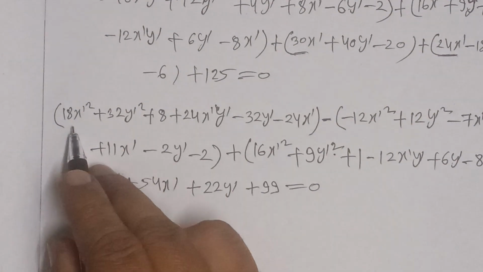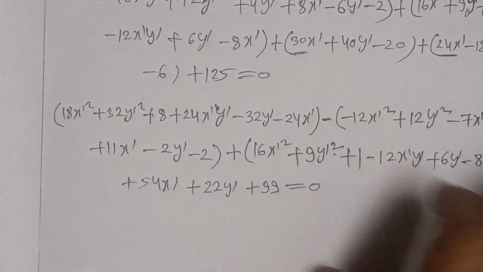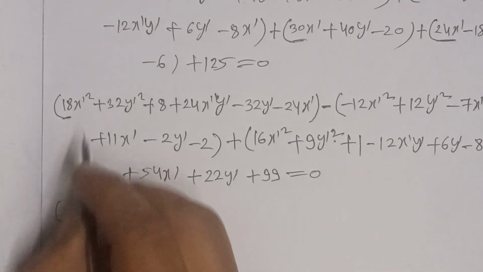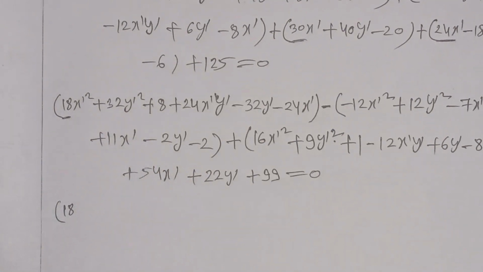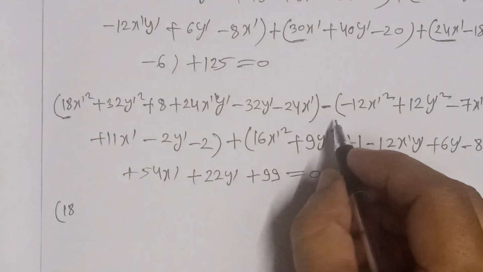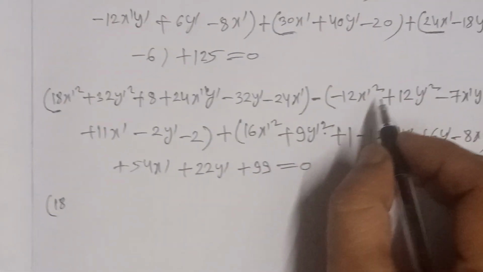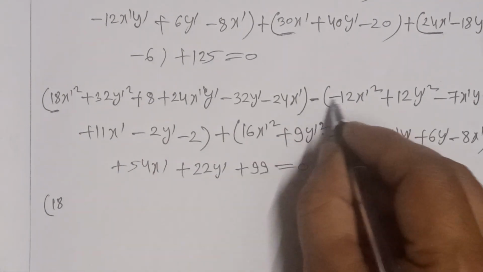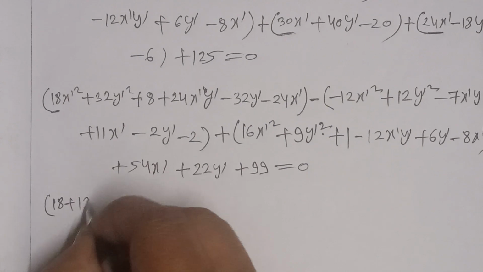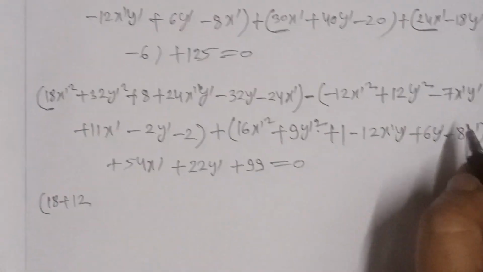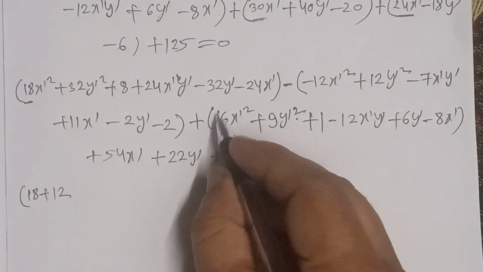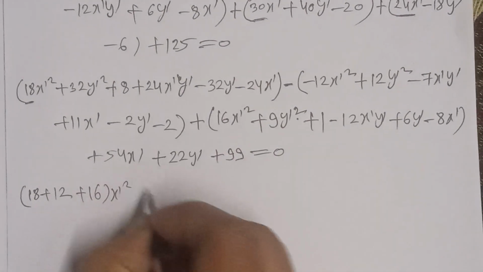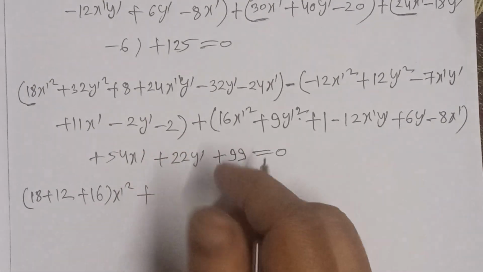Now I collect the coefficient of x square in the whole equation. The first coefficient here is 18. You can write directly, but my calculation is big, so I write step by step. On opening this bracket we get plus 12, which is the coefficient of x dash square. Also here we get the coefficient of x dash square is plus 16.